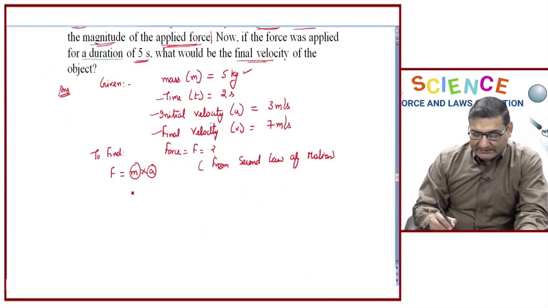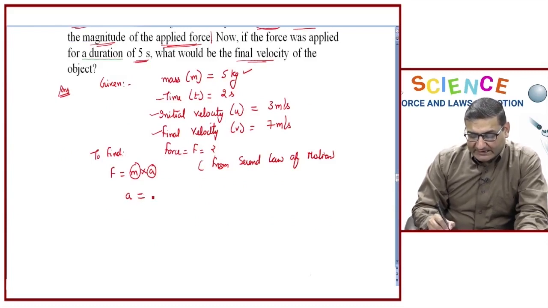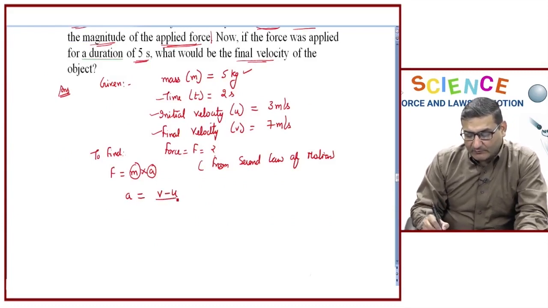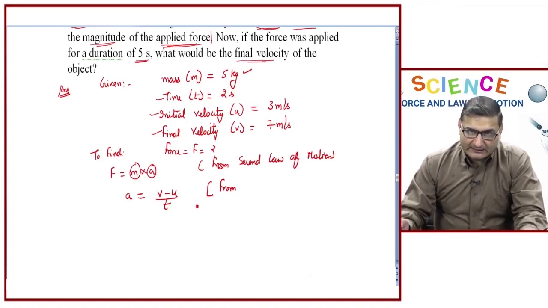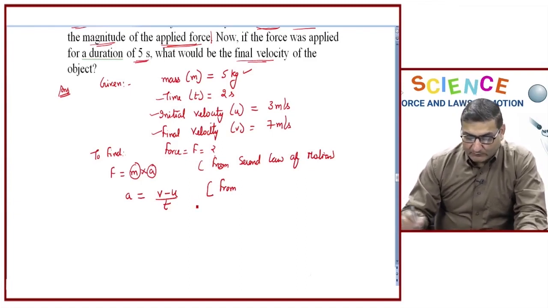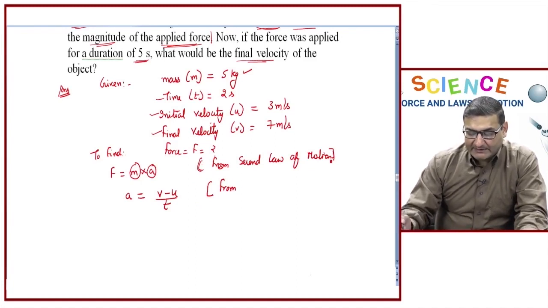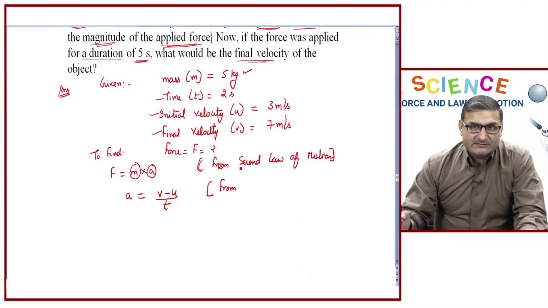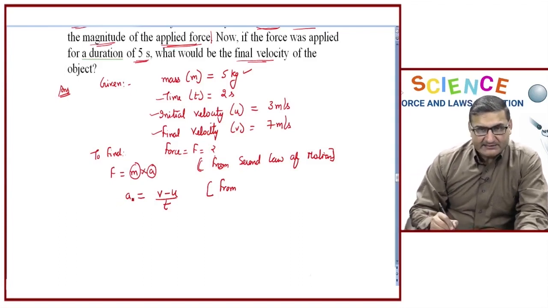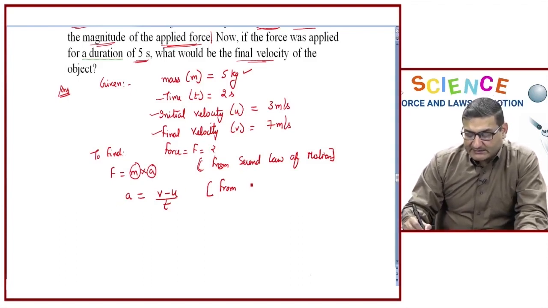So now I hope it is clear to you that we can calculate a with the formula v minus u upon t. Students, we need to always specify where all these formulas come from, right? So we have to specify in the brackets, F is equal to m into a, because Newton's second law of motion stated it. a is equal to v minus u upon t, this is because of the first equation of motion.